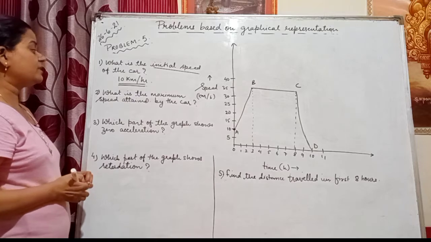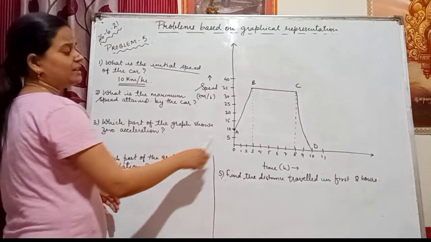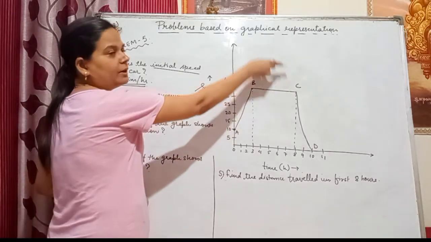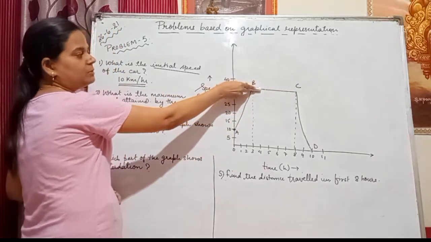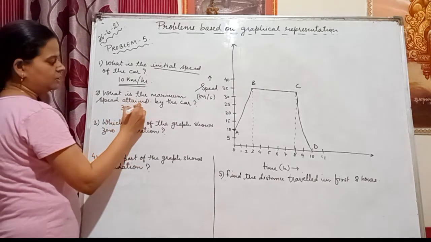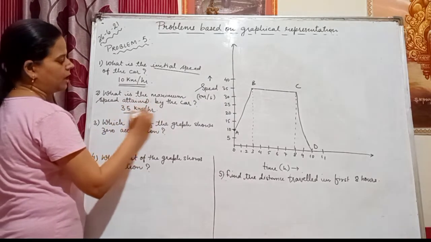Next they are asking what is the maximum speed attained by the car. You can see in this graph, this is the maximum speed attained. The graph has not gone above this. So that means this is the maximum speed. So 35 km per hour is the maximum speed attained by the car.